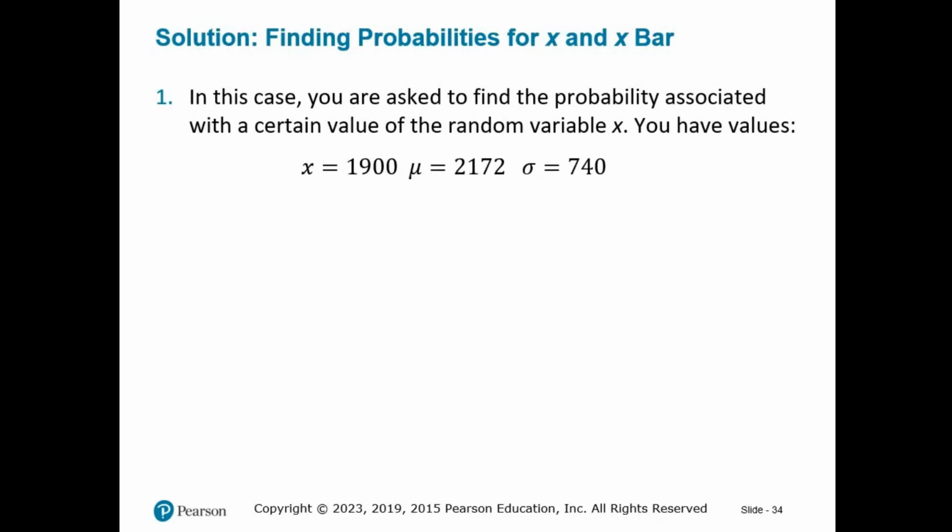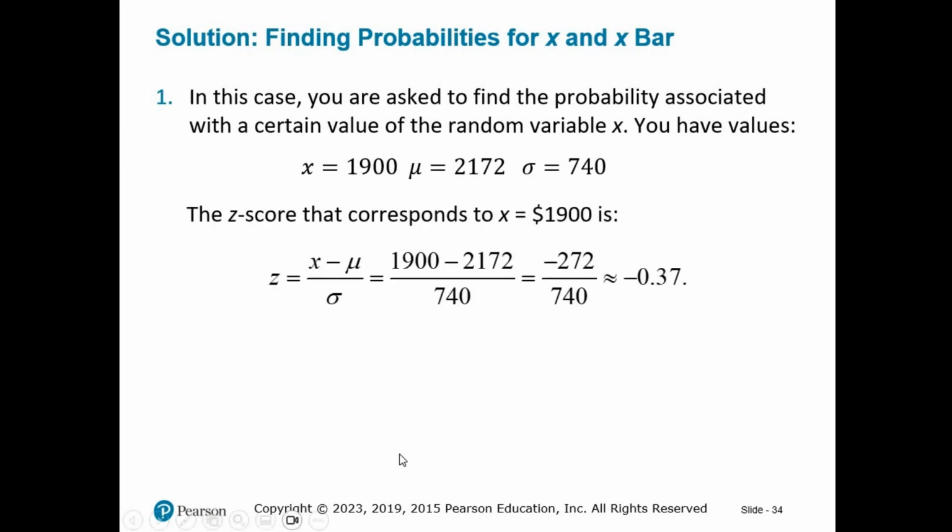The x value is 1900, the mu is 2172, and the standard deviation is 740. So pause the video and find that z-score. So hopefully you got negative 0.37. If you didn't, make sure you put the subtraction in the correct order. Remember, you're subtracting the mean from the x value.